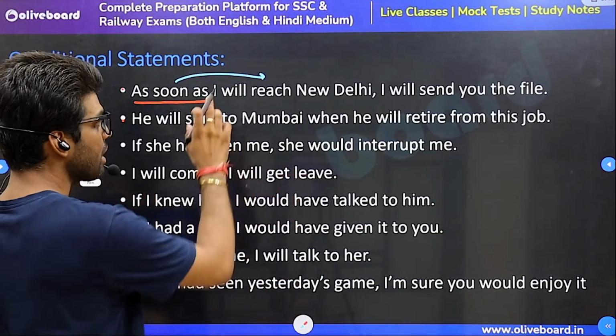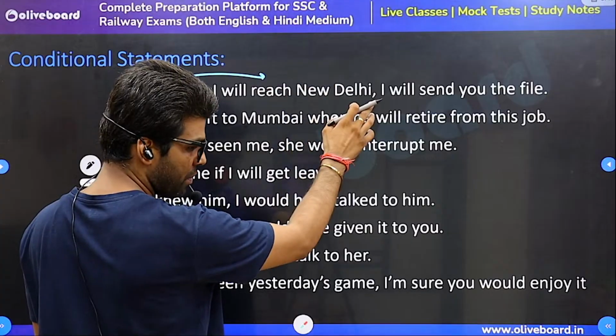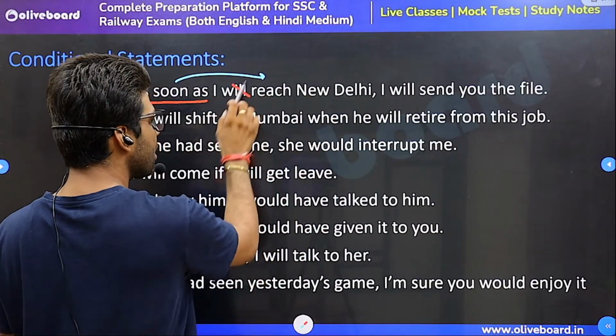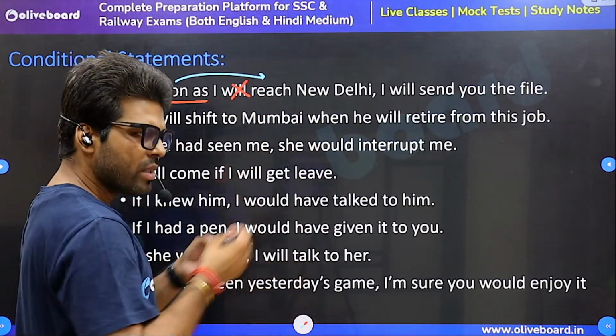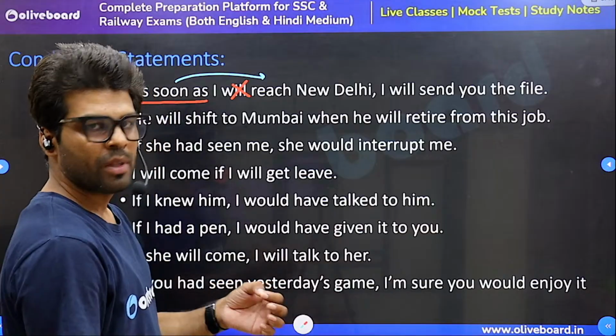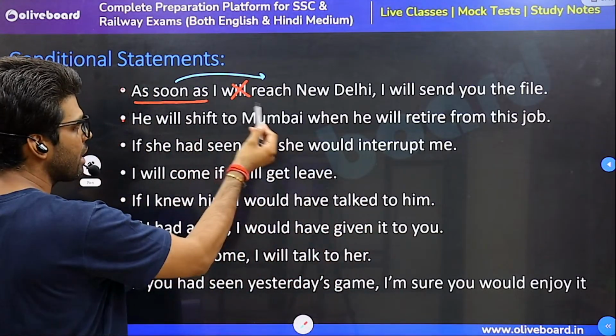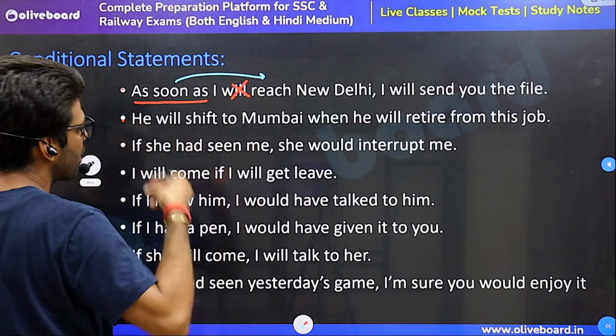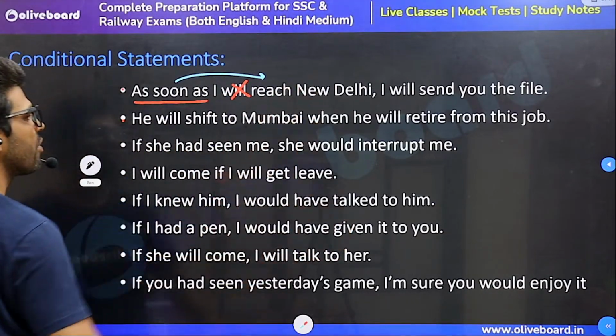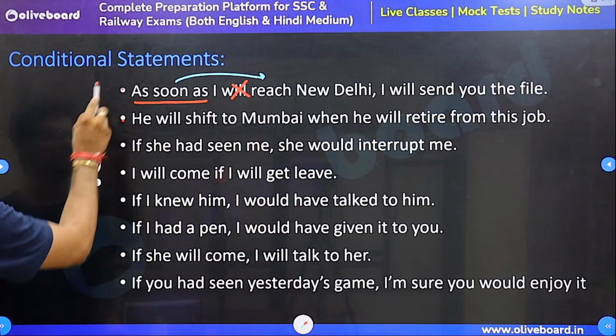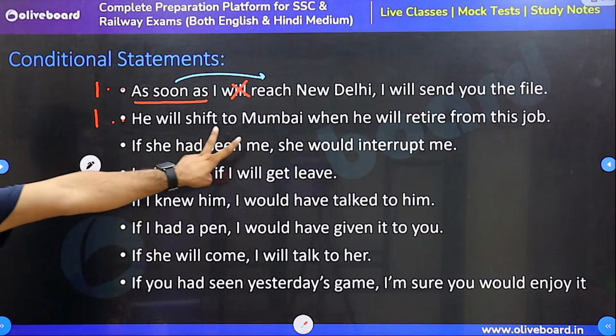Not possible. Conditional clauses can never be in future. The condition has to be in present. Let me reach first. Once I reach, I'll send you the file. So I have to reach first and then I will send you the file. So that's the condition, not allowed in future. As soon as I reach New Delhi, I will send you the file. The first conditional. However, this is the flipped version.